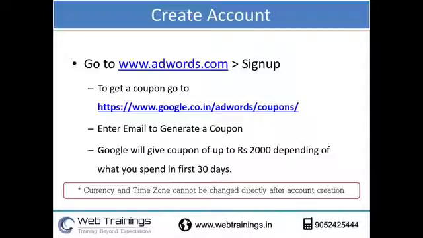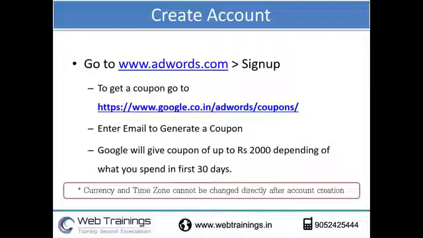But one trick I can give specifically for our Indian audiences is that if you want a coupon, you can go to the URL google.co.in/adwords/coupons, and sign up with your email over here. The difference between the first and the second option is that here we get a coupon code, a promo code which we can add in the billing process. When we are completing our billing process, we can add the promo code.